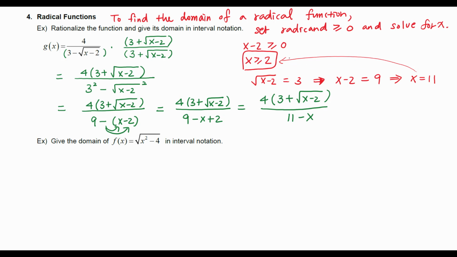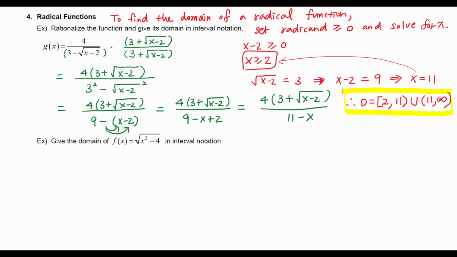So the actual domain of this function is the bracket 2 to 11, and 11 cannot be included in my domain, so you make it a parenthesis, union, parenthesis 11 to positive infinity.